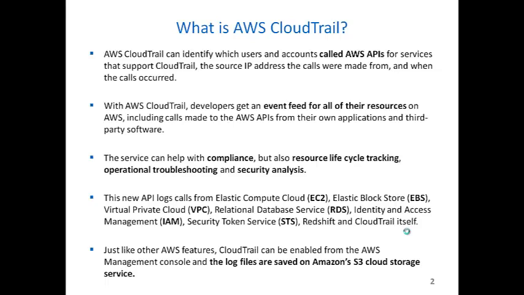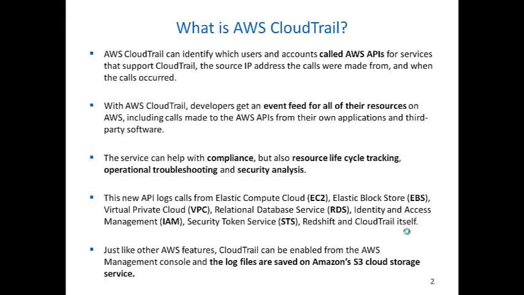So what is Amazon Web Services CloudTrail? Essentially, CloudTrail identifies which users and accounts called AWS APIs for services that support CloudTrail, and we'll talk about those services in a moment. It also provides you with the source IP address the calls were made from and when the calls occurred. And this is captured in a log file.